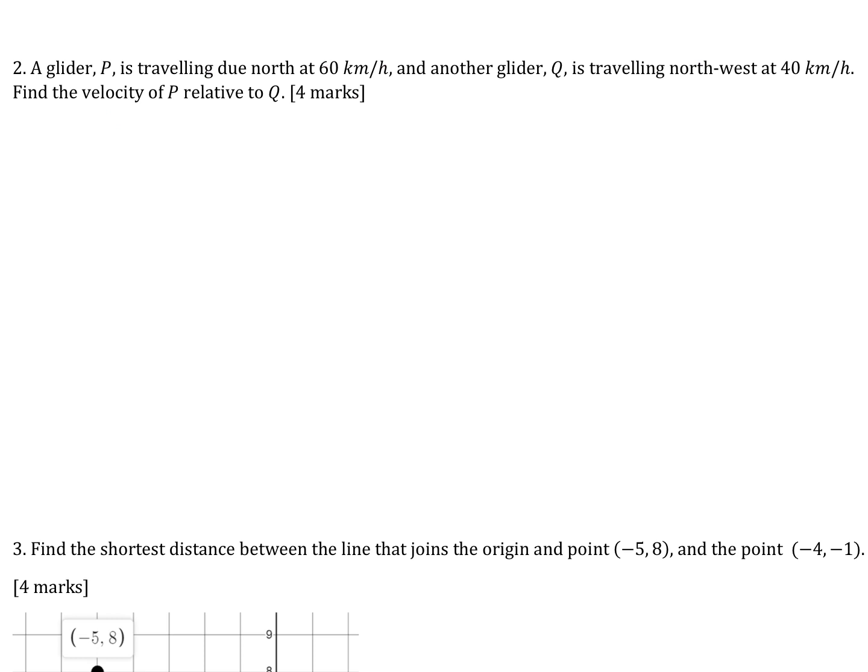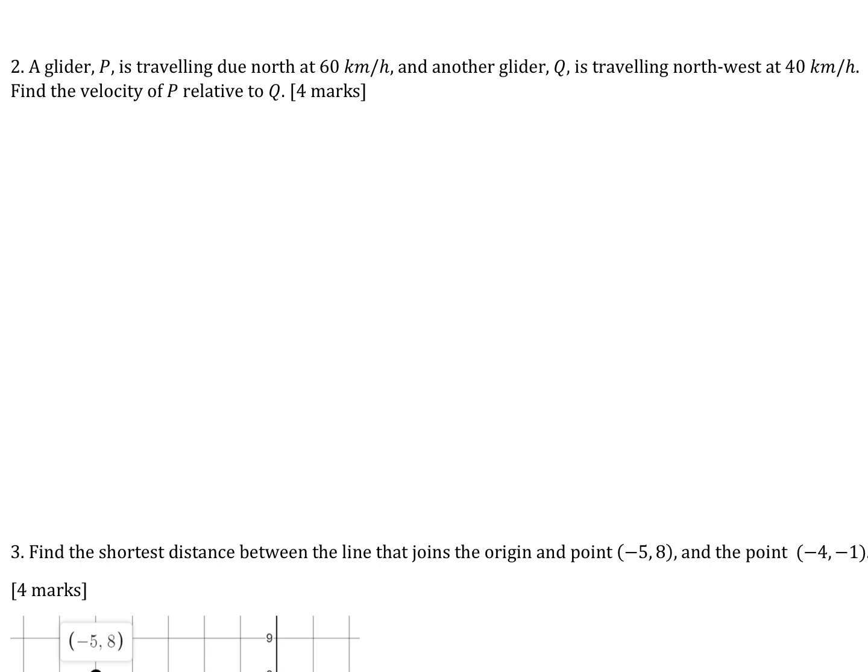Okay, question 2. A glider, P, is travelling due north at 60 kilometres per hour, and another glider, Q, is travelling northwest at 40 kilometres per hour. Find the velocity of P relative to Q. This is a relative velocity question, and we're going to use our formula. So what do we have? The velocity of A relative to Earth, remember this one, equals the velocity of A relative to B plus velocity of B relative to Earth.